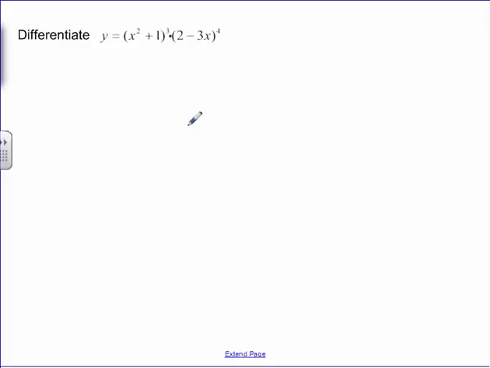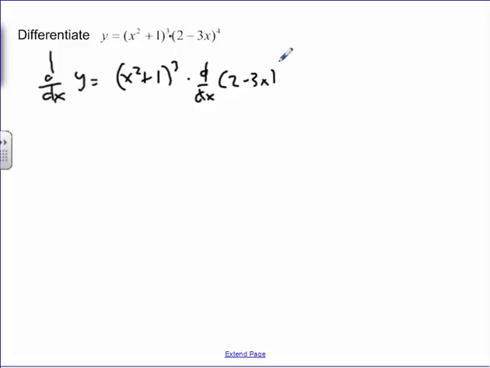The first thing that's occurring is we have a product rule. So to find the derivative of y with respect to x, the formula for the product rule is the first portion times by the derivative of the second portion plus the second portion times by the derivative of the first portion.